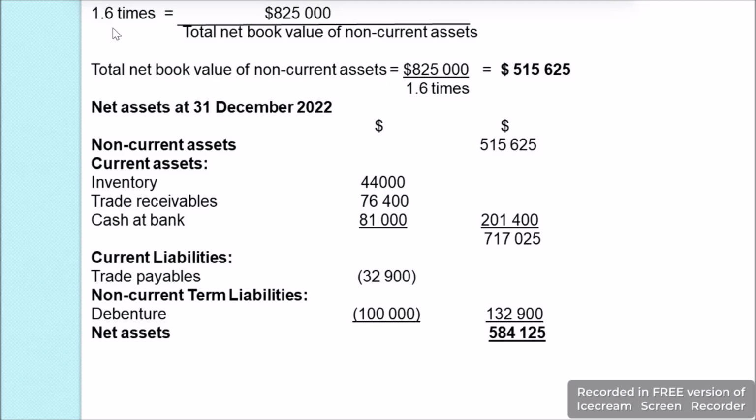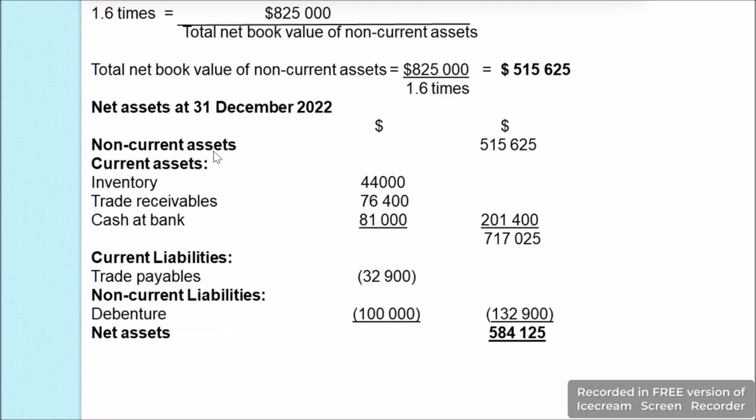The value of non-current assets turnover is given as 1.6 times and our revenue is $825,000 divided by the total net book value of non-current assets. If we take this to the other side, then we will have $825,000, which is our revenue, divided by 1.6 times, which is our non-current assets turnover ratio. So we will get the value as $515,625 as total net book value of non-current assets. Now, as we have all the information, we will proceed and find the net assets at 31st December 2022.